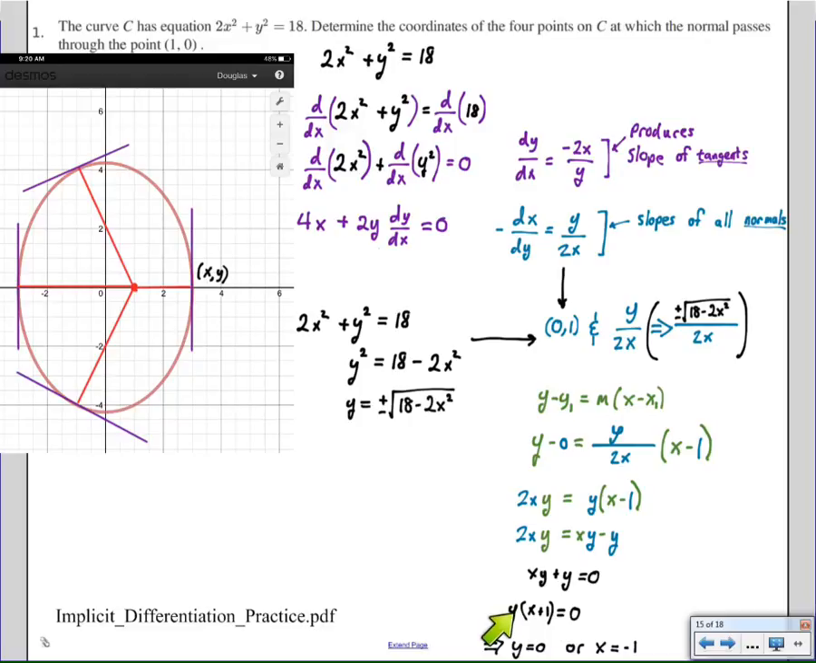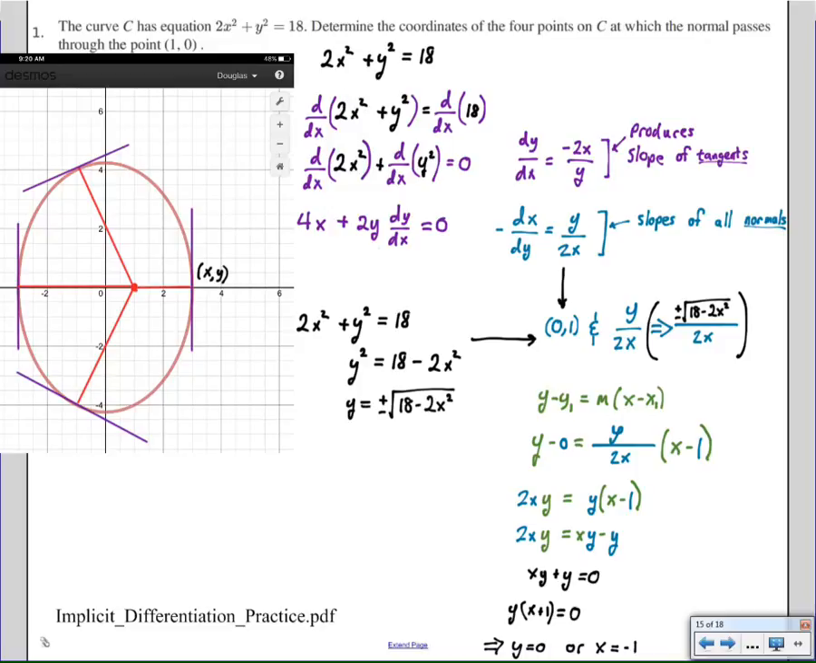That is to say, if the product of 2 numbers equals 0, then either y equals 0 or x equals negative 1. I'll go back and look at my graph. Here are the 2 places where y equals 0. Here are the 2 places where x equals negative 1. So this turns out to be the key to quick success. I didn't even have to use my explicit form. I got my two solutions.